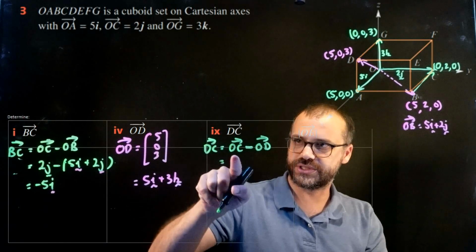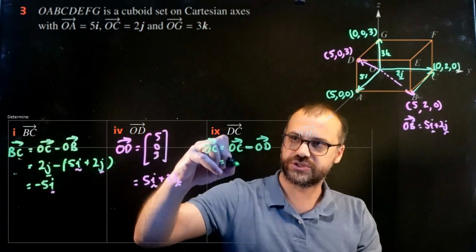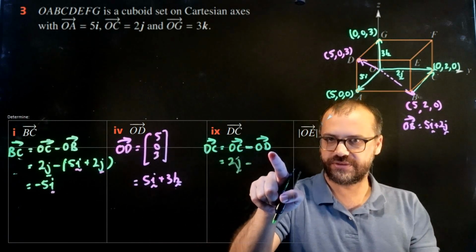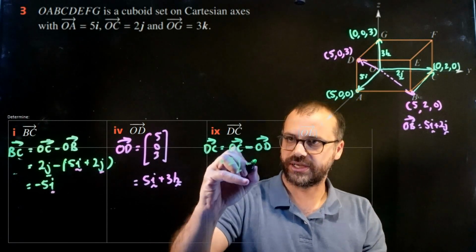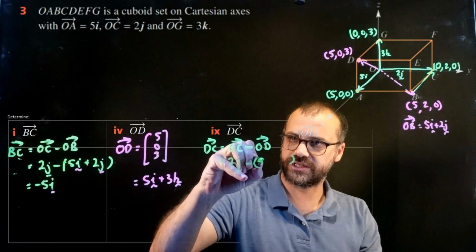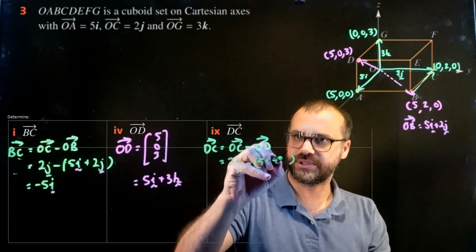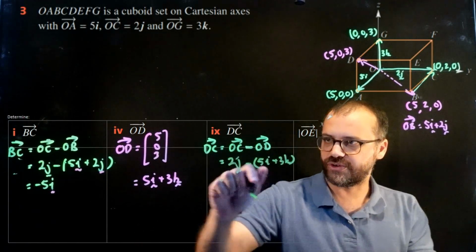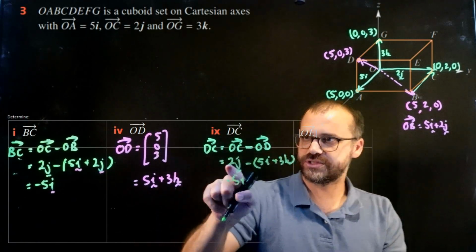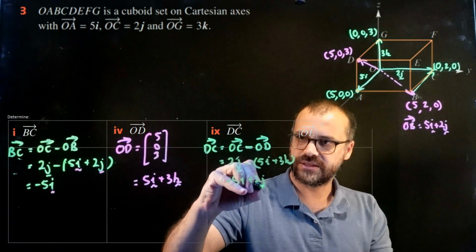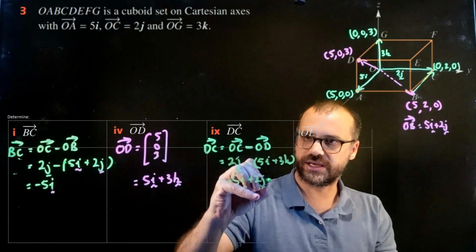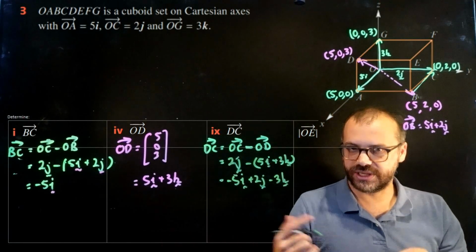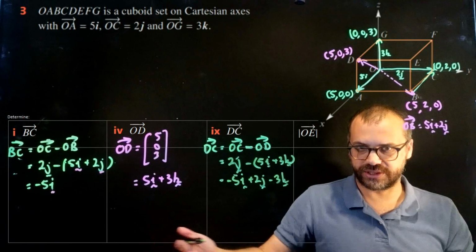Now, we were given OC in the question. We know that it's 2j. And then we're subtracting OD from it, which we just calculated. Again, be careful when you're subtracting vectors. 5i plus 3k. And then we have negative 5i, putting my i value first, positive 2j, and minus 3k. Squiggles everywhere. My answer is negative 5i plus 2j minus 3k.